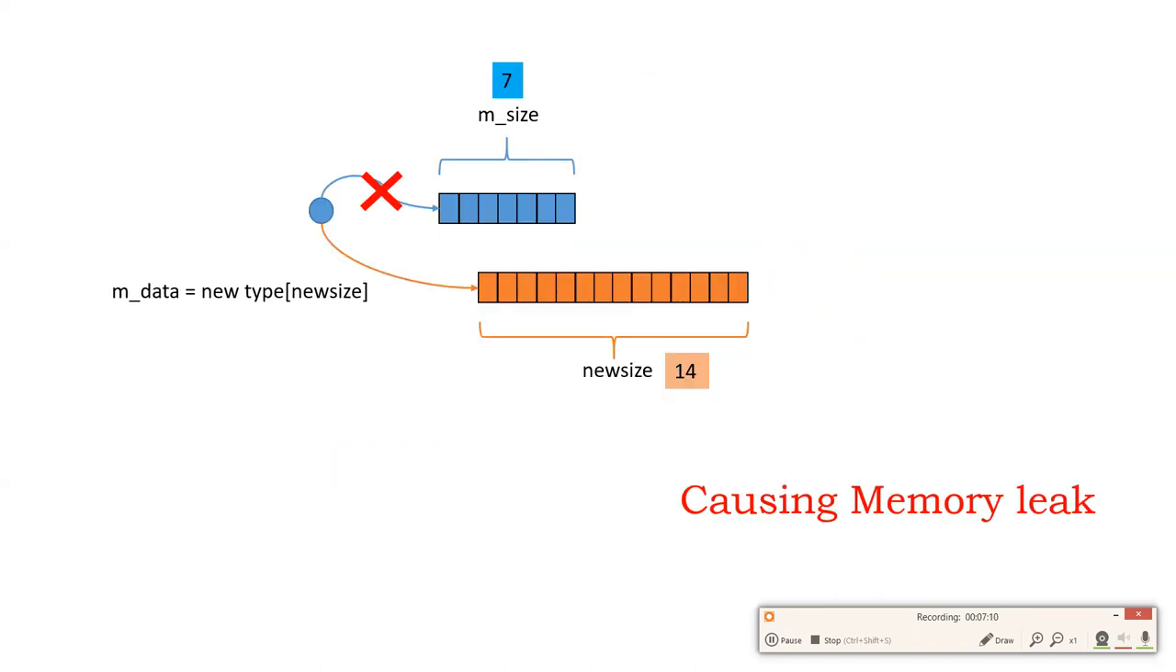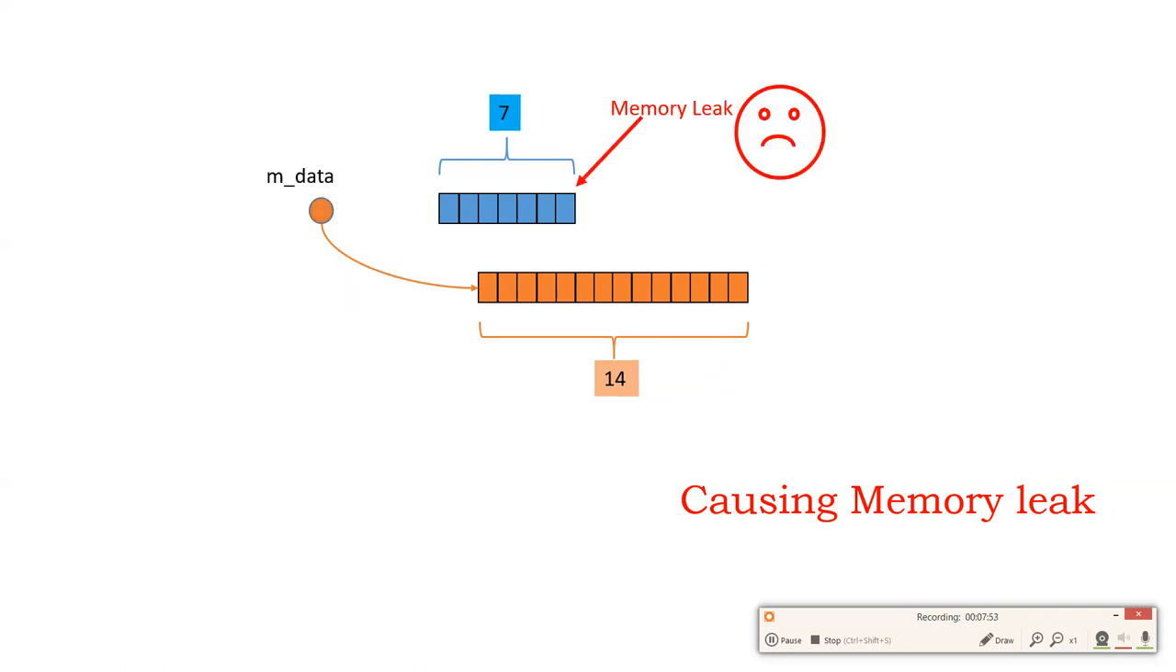So what causes memory leak? Memory leak is caused by reusing a memory that you have without deleting it after pointing it to somewhere else. For example, the mData that you see over here is pointing to the blue allocated memory that's size of 7. And then without deleting that part, I set mData to a new size of memory, which is the brown one. So the mData pointer will be overwritten with the address of the new brown place, right? And as soon as this happens, that memory will be lost forever.